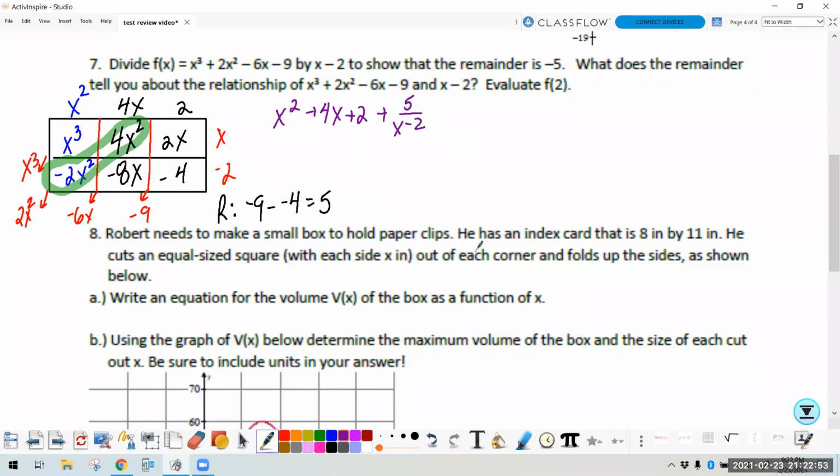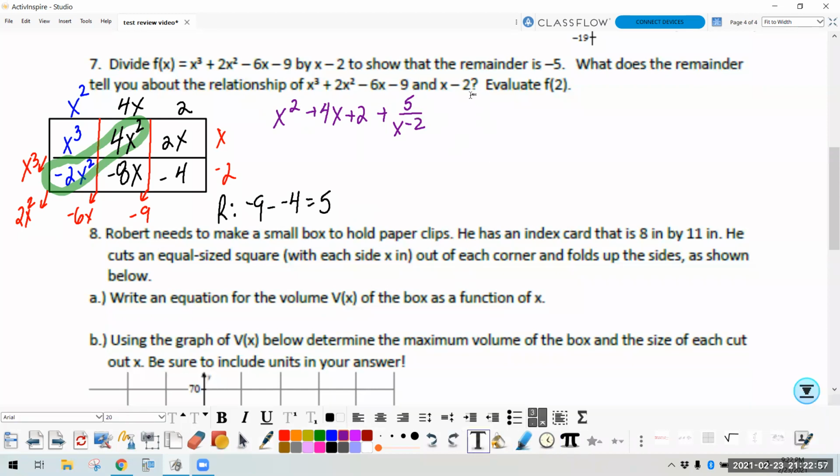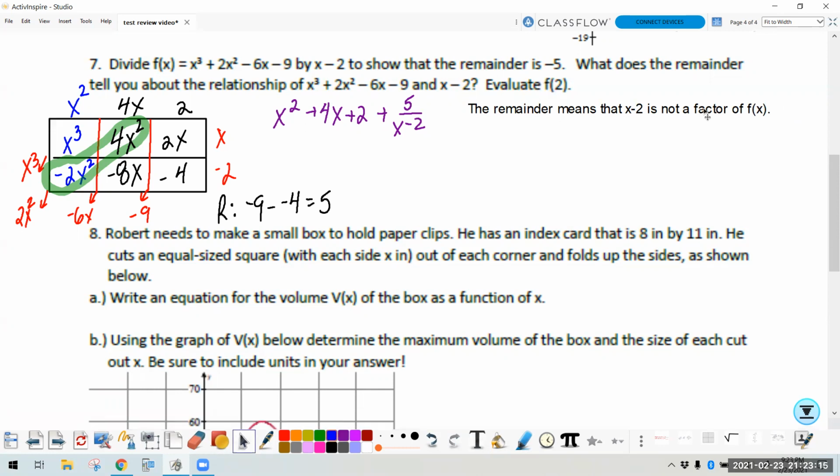So what does the remainder tell you about the relationship? The remainder means that x minus 2 is not a factor of f of x. It does not divide evenly. What is f of 2? The remainder theorem says it would be 5.